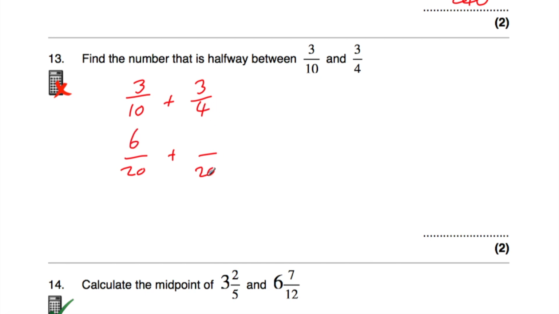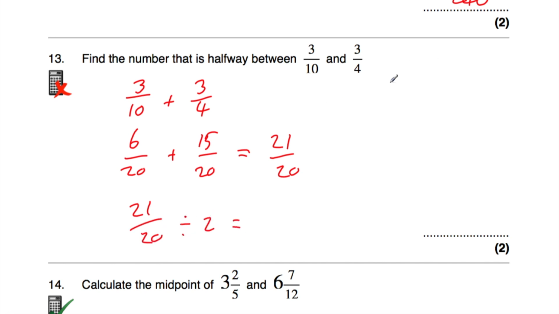And to get from 4 to 20, we multiply by 5, so let's multiply the numerator by 5. 3 times 5 is 15. So we've now got 6/20ths plus 15/20ths, which is 21/20ths. So if we added the two fractions together, we now just need to divide by 2. So 21/20ths divided by 2.